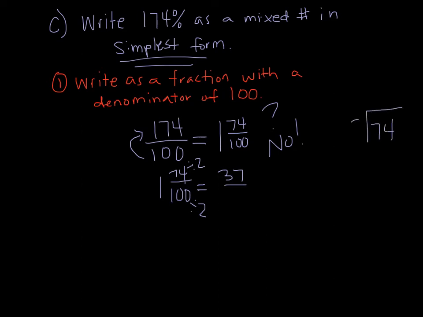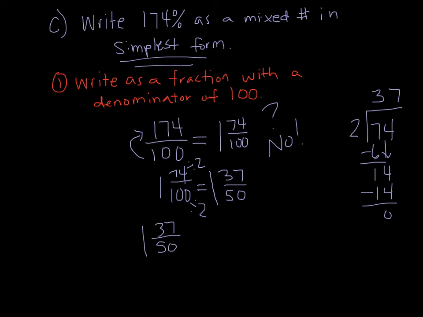You could have done it like this. 74 divided by 2. 2 goes into 7 3 times. Bring down my 4. 2 goes into 14 7 times. Okay, and then there'd be 0 left over. So 37. 100 divided by 2, we should all know if we divided that in half, it'd be 50. Don't forget to bring your 1 back over. So now I have 1 and 37 50ths.